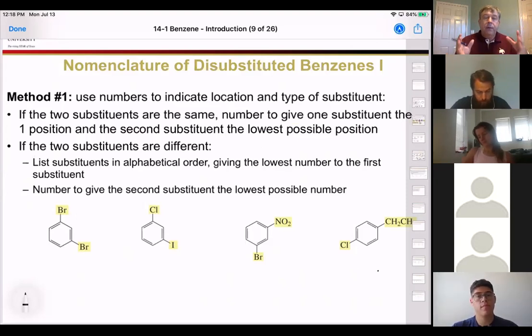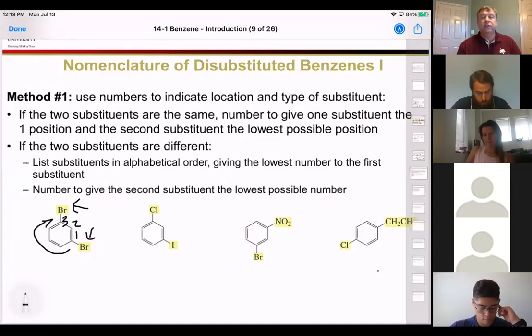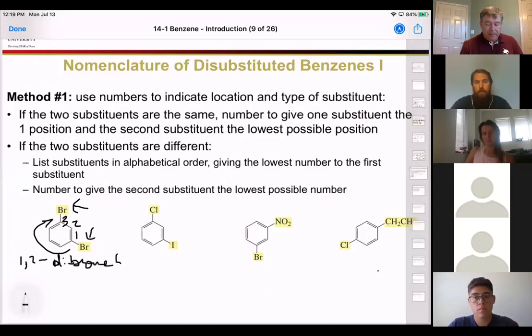And so if you have 2 groups that are the same, you assign one of them the number 1, and then the other one you're going to assign the lowest number possible. Just like you're naming an alkane chain or other things like that, you're trying to get the lowest possible number. So in the case of 2 bromines here, we're going to assign one of them the 1 position. And then if we go this way, we have the other bromine at the 3 position, okay? If we went the other way, it would end up in the 5 position, and that would not be the lowest number possible. So our name here is going to be 1,3-dibromobenzene, because there are 2 bromines.